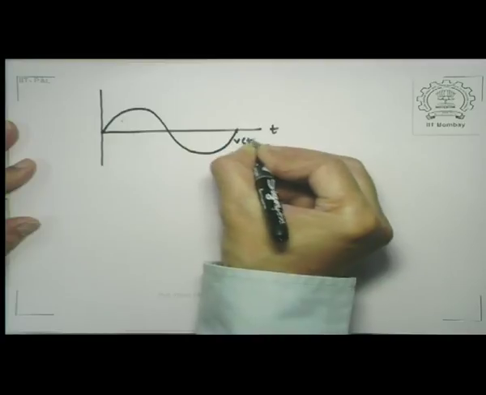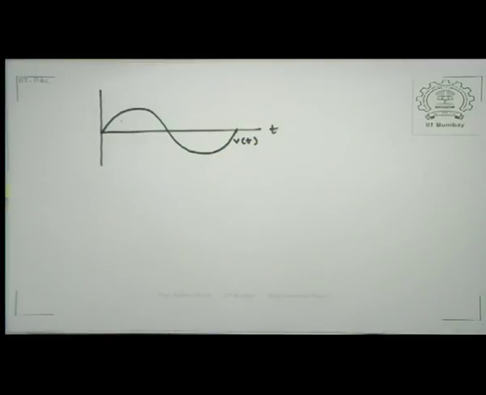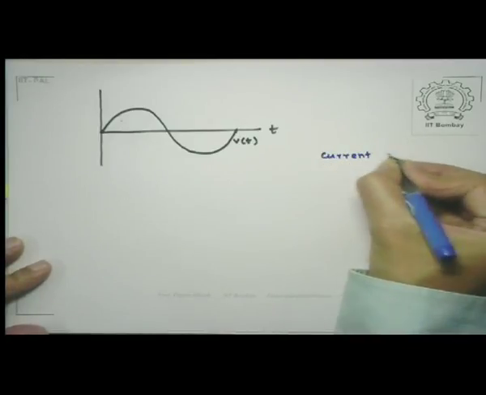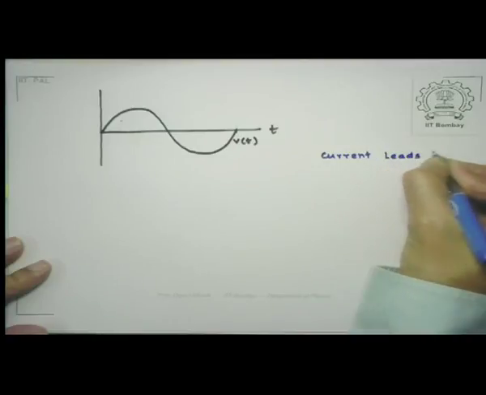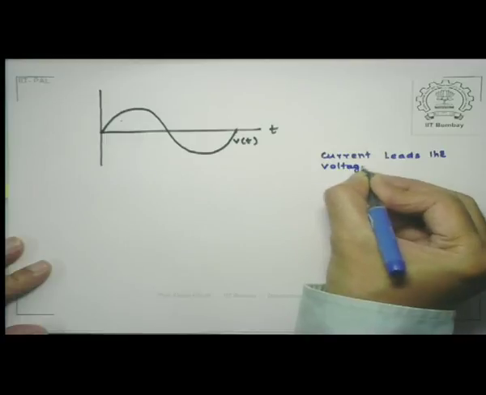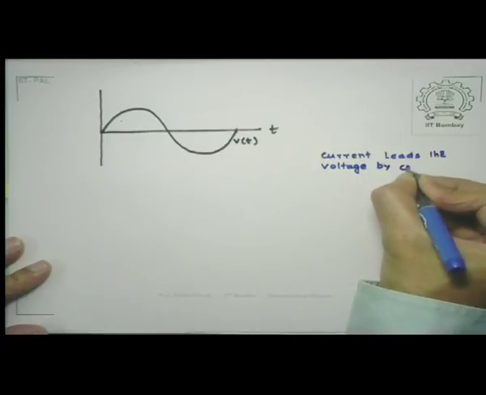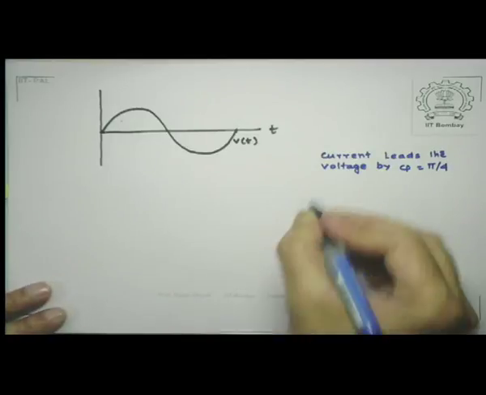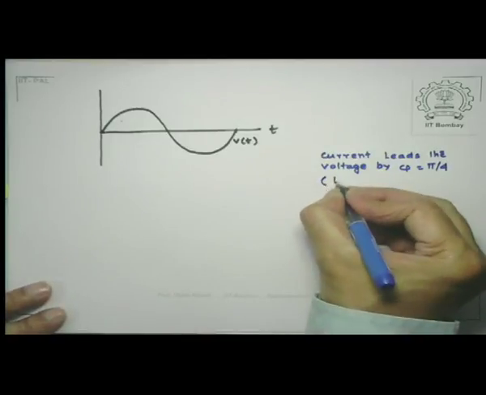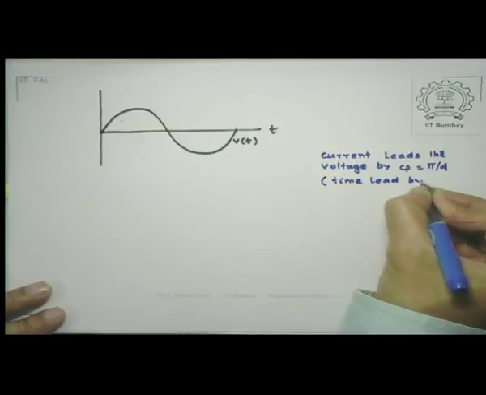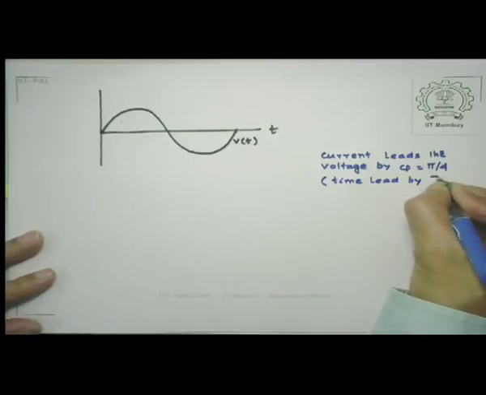This is V of t. And let me take this situation where the current leads the voltage by phi equal to pi/4, which corresponds to a time lead by T/8.